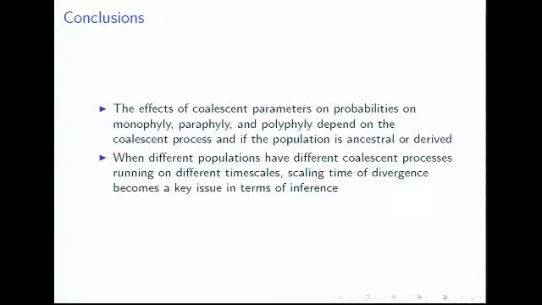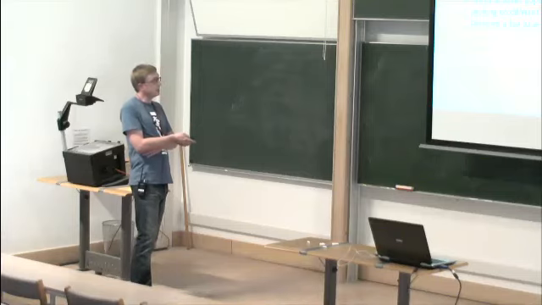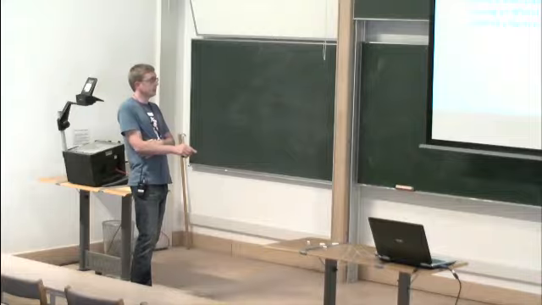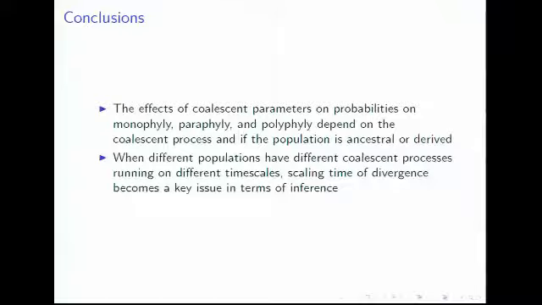And so those are just the conclusions. I didn't show exact results for the effects of values of parameters in separate populations, but they vary. The probabilities depend much more on changes in parameters in the derived populations rather than in the ancestral populations. And so again, the conclusion on the time scale is that if you have different coalescent processes, assigning time scale to the times of divergence will make a difference.